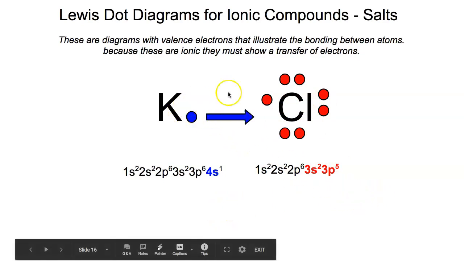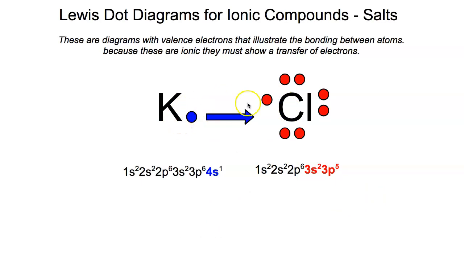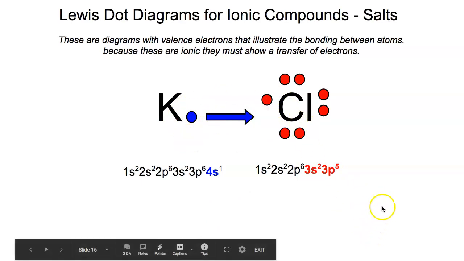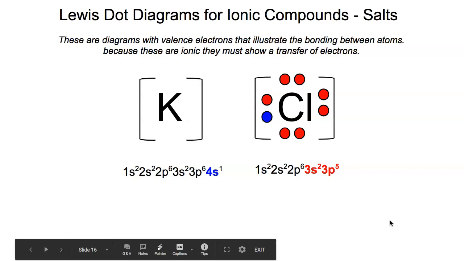Well, the difference in electronegativity is going to be so great between them that what we're going to have is a transfer. Essentially, this electron moves over to the chlorine. And what happens to the chlorine? It becomes an ion. And to represent the fact that electrons were transferred, we write brackets. Very important. And I put the charges.